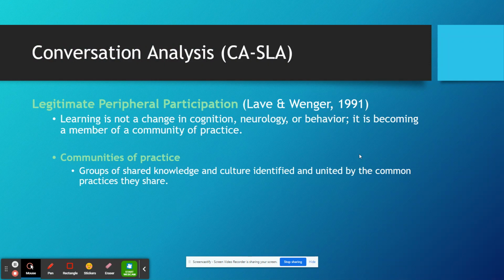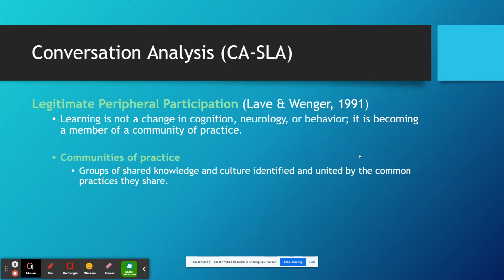Let's talk about conversation analysis, or what we call CA-SLA. Legitimate peripheral participation. Jean Lave and Etienne Wenger were interested, like Vygotsky, in how groups of people share or create new knowledge and culture. They refer to these groups as communities of practice, because these groups are identified and united by the common practices they share.